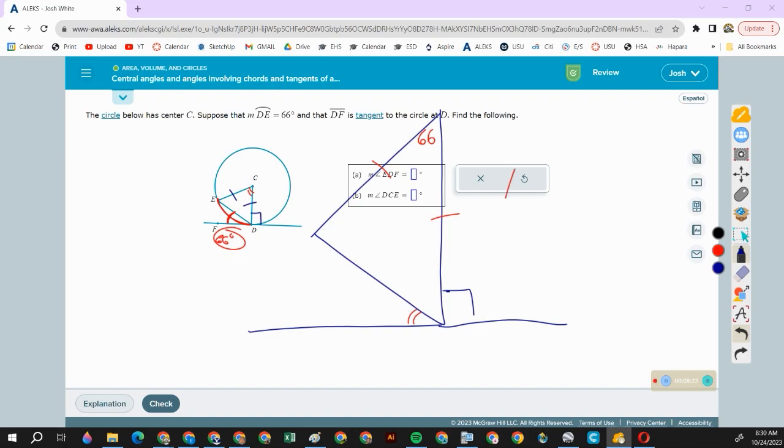What does the 114 tell me? That's how much the remaining two angles add up to. And we know that those two angles are equal, so we just divide it by 2, and we get 57 and 57. And then this is a right angle, so the one angle I'm missing is just 90 minus 57, we get 33.